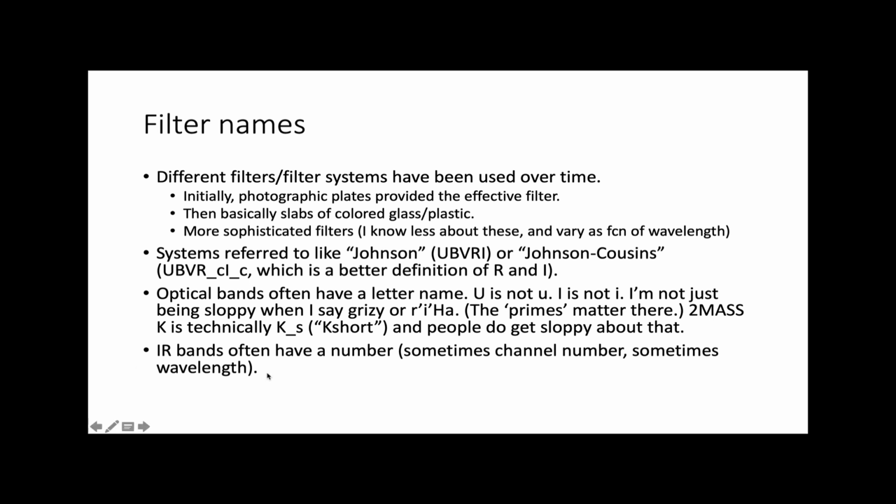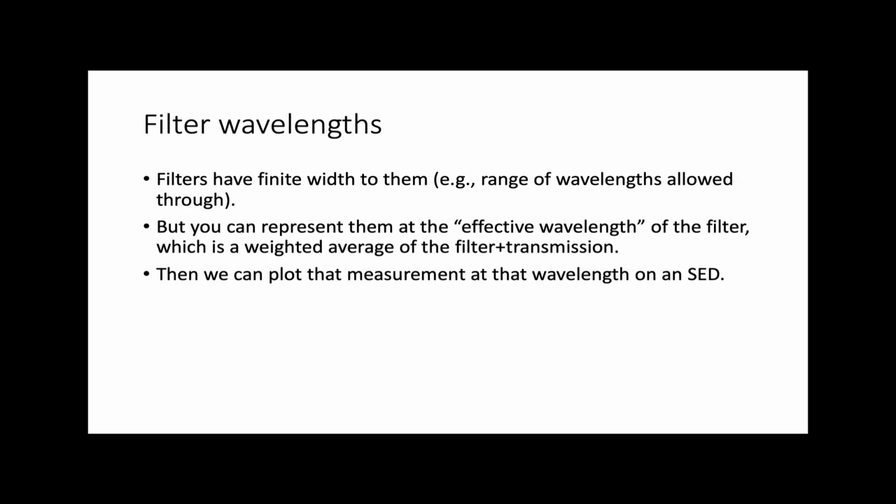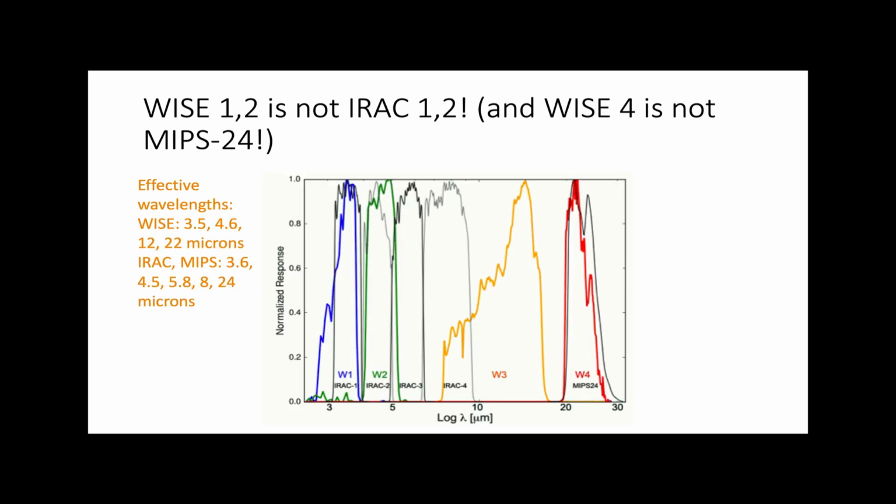IR bands most often have a number, which is sometimes a channel number, sometimes a wavelength, but it doesn't have a letter name like the optical systems do. The filters, of course, do have finite width to them. In other words, there's a range of wavelengths allowed, but they are often represented as an effective wavelength of the filter. That's just a weighted average of the filter transmission, and that's the wavelength at which we place the point when we're making an SED. So even though, say, IRAC 1 allows more light in than just 3.6 microns, we plot the IRAC point at 3.6 microns when we put it on, say, an SED.